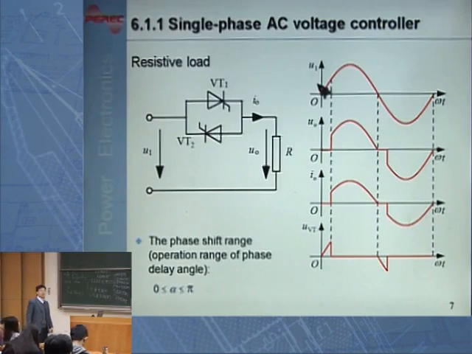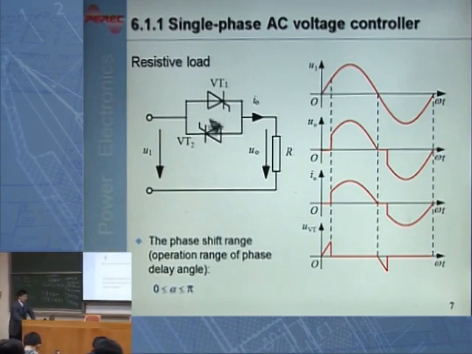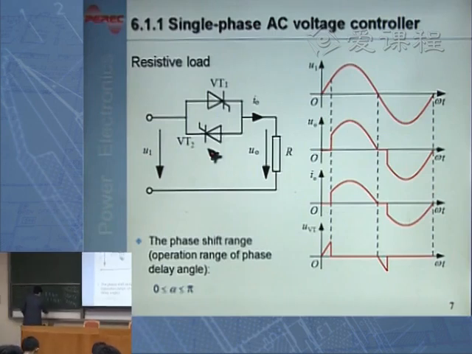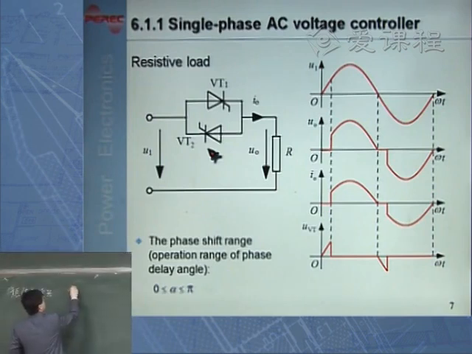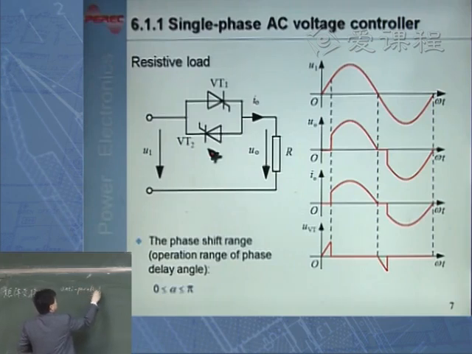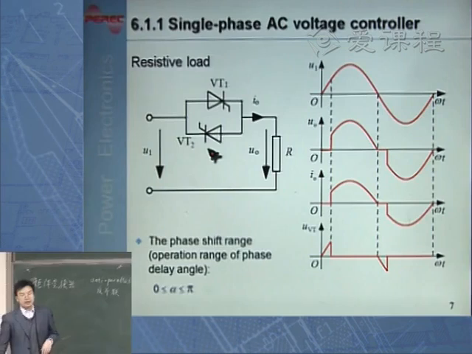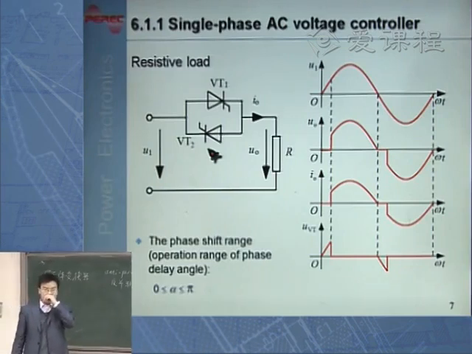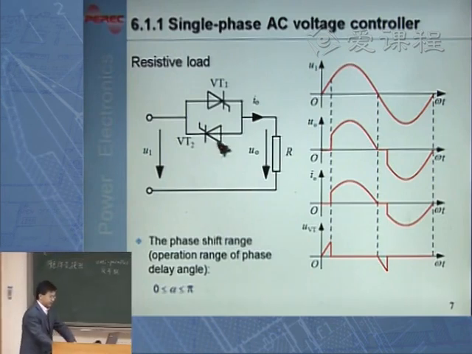So very simple. And this pair of thyristors are connected in parallel, and actually anti-parallel. In an anti-parallel way. I use the word, I'm not sure whether you still remember that. Anti-parallel. And the operation principle is also very simple. We have AC voltage input here.